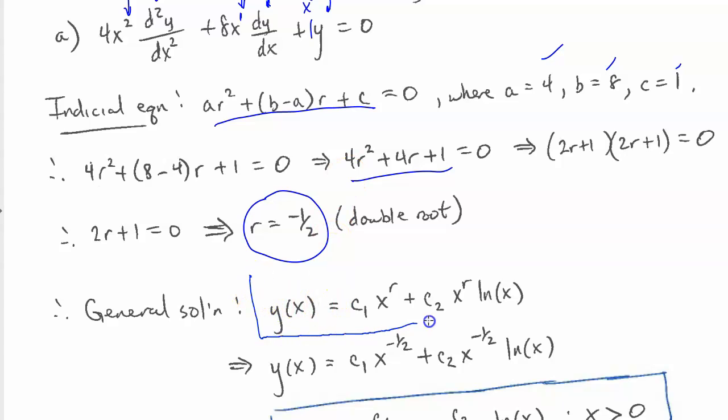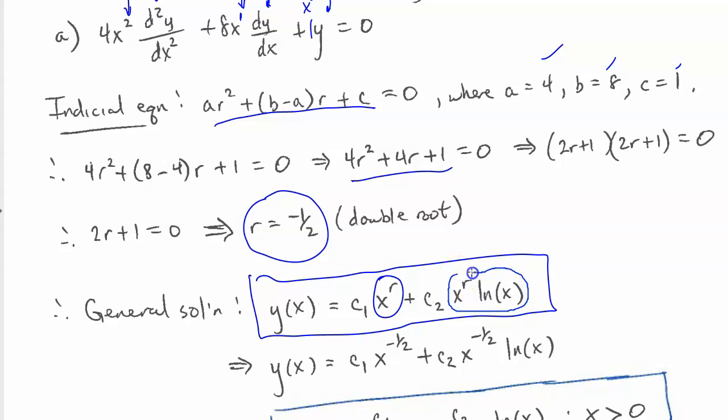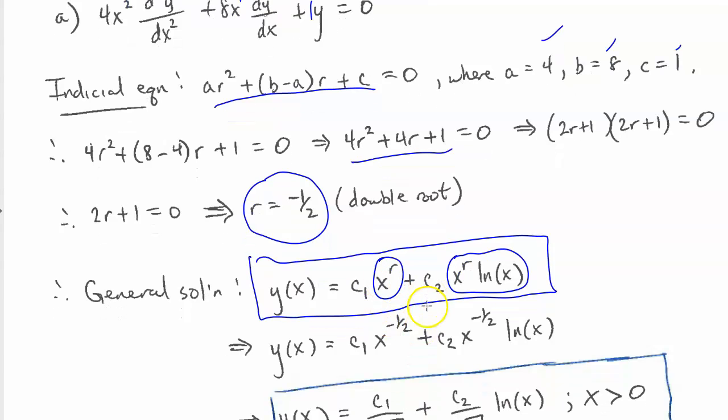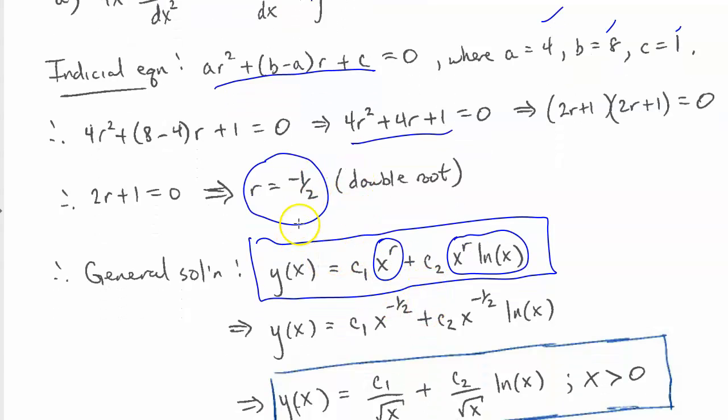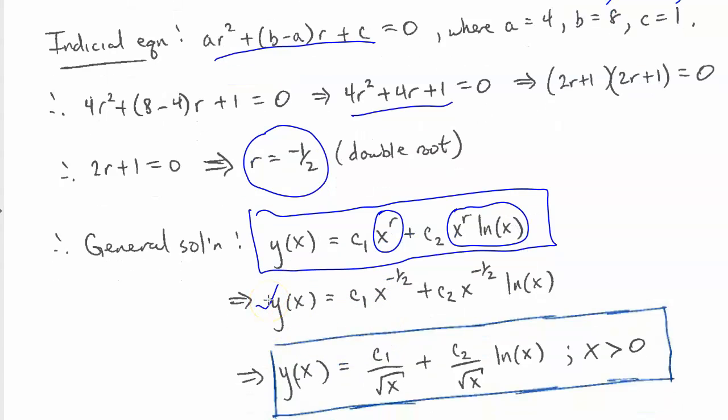And thus our general solution here will consist of a linear combination of x raised to the r and x raised to the r times natural log of x. And so we see here that since r is negative 1/2, this would be our general solution in fractional exponent form, and this will be our solution if we write it in radical form.